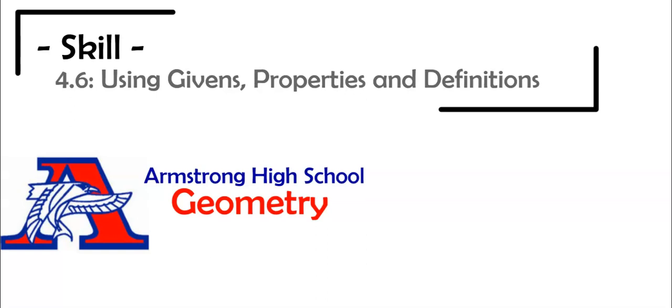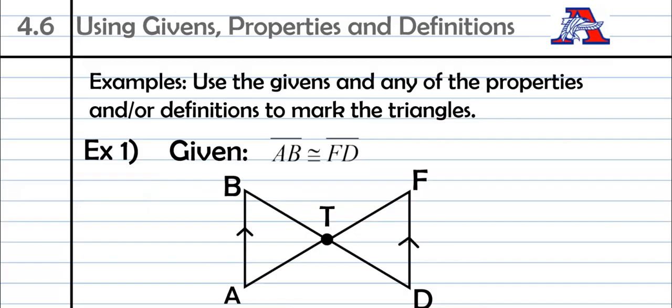Everyone, this is 4.6. We're using givens, properties, and definitions. So really just doing what we have been doing, except making sure that we're able to put everything together. So first example looks like this. And for all examples, we're doing the same thing.